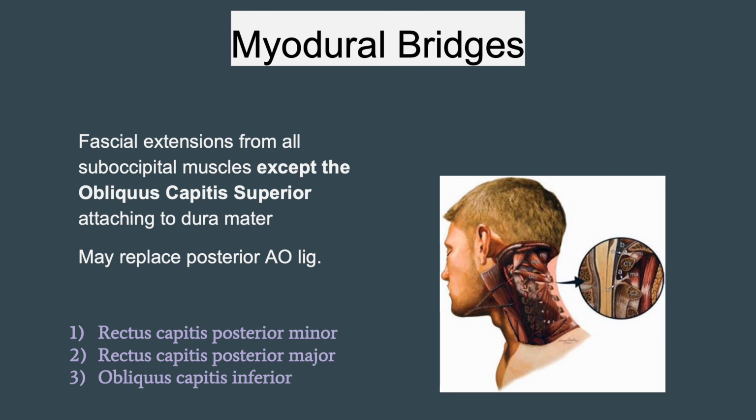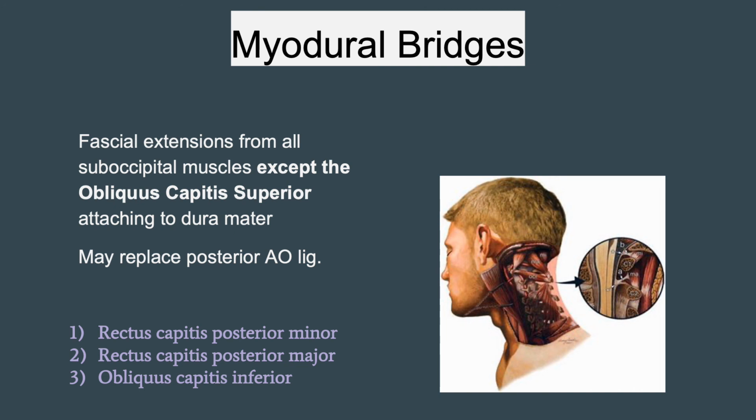Okay, so moving on to myodural bridges, that's on page 68, and this is super, super important. This would be on your lab exams and on your lecture exams. It'll be on all 3 lecture exams, so you want to pay attention to this. Myodural bridges are fascial extensions from certain suboccipital muscles. They connect your muscles to the dura that surrounds your nervous tissue, so obviously these could be implicated in things like cervicogenic headaches. They're very important for us to understand as chiropractors.